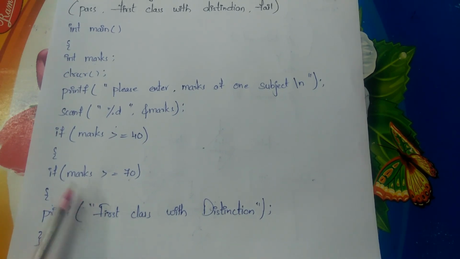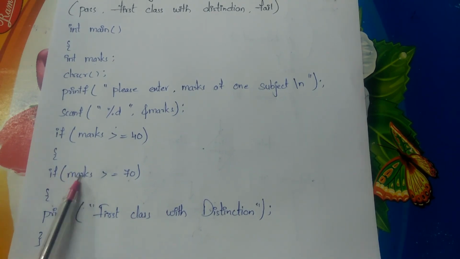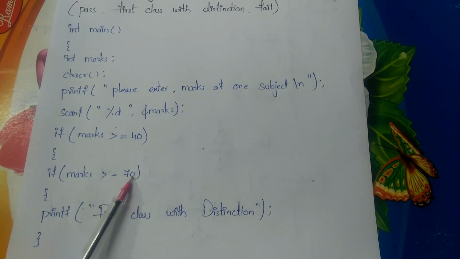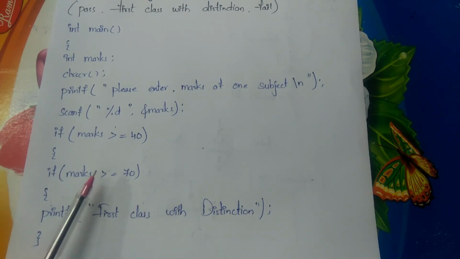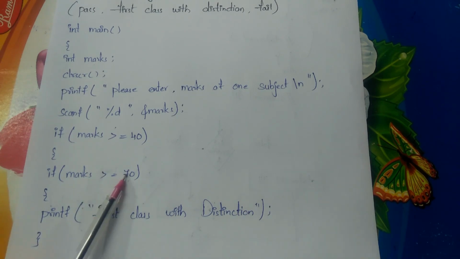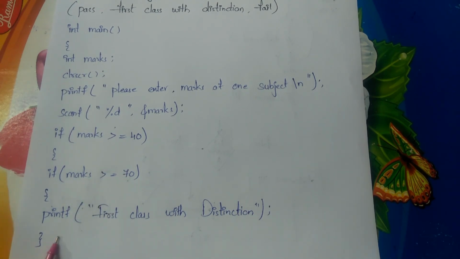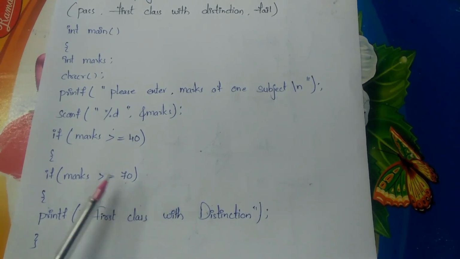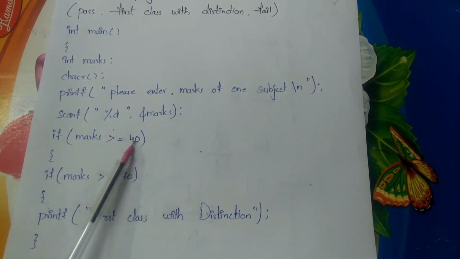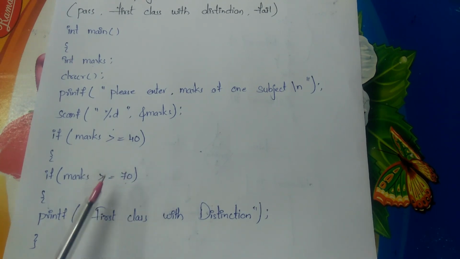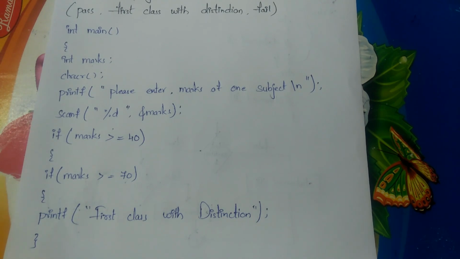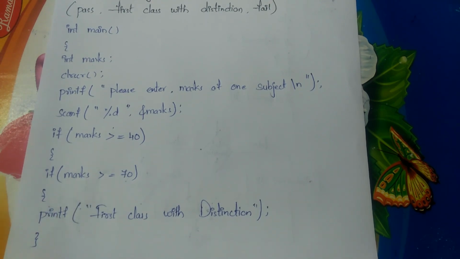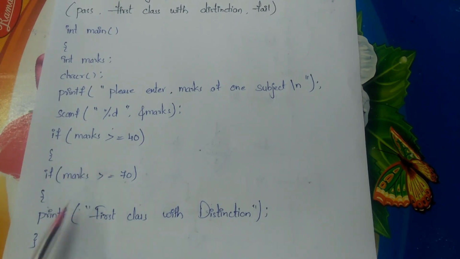the else also. So in this again, I am writing if marks are greater than or equal to 70, for example, if I get marks which is greater than 70, then this statement will be executed. So this statement is first class with distinction. So whenever I enter the marks, and if it is above 40 and also above 70, then this statement will be executed. Now after this we have the else, and after this also we have the else for the final if block.